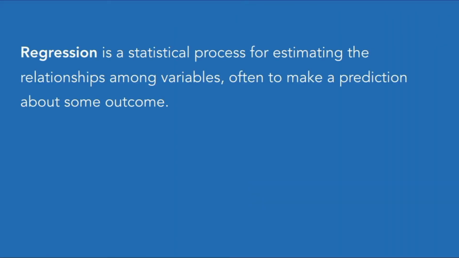Regression is a statistical process for estimating the relationships among variables. This is often used to make a prediction about some outcome. Linear regression is one type of regression that is used when you have a continuous target variable. For instance, in this case we're trying to predict the number of umbrellas sold by the amount of rainfall. The algorithm definition for linear regression is y equals mx plus b.